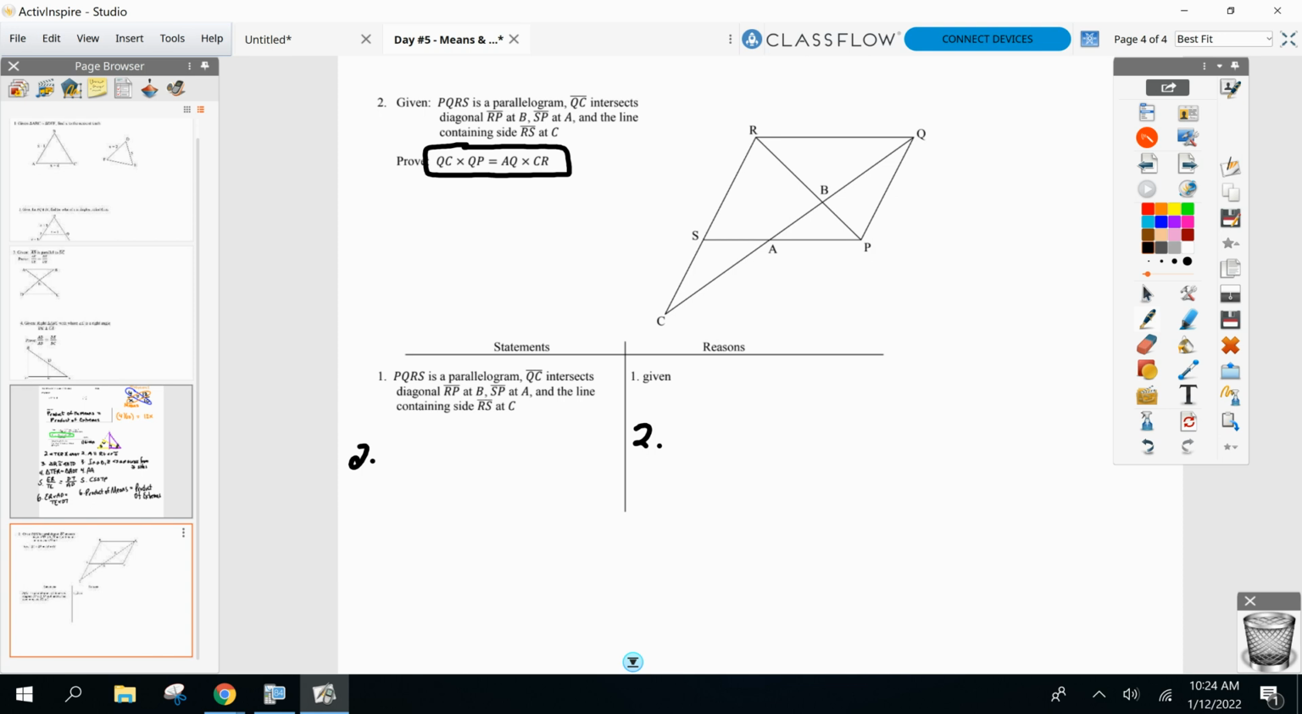Figure out the triangles that you need first. That's the toughest part. Make sure you all agree in your group what the two triangles are.